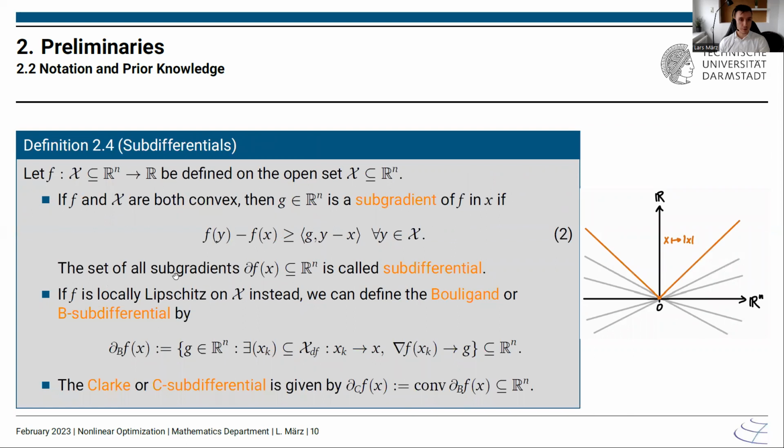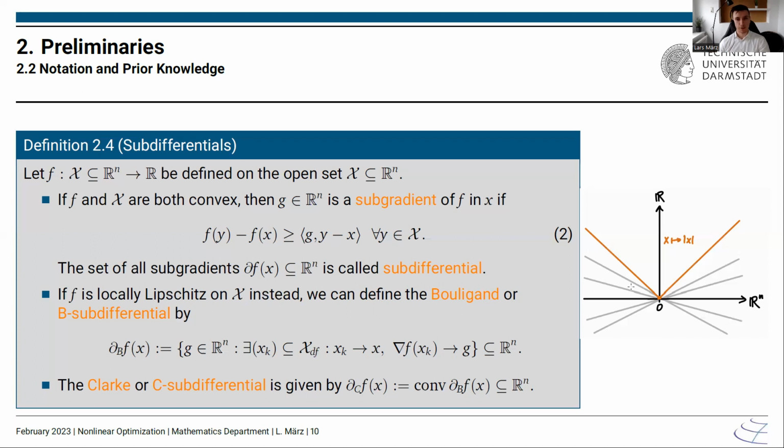Also very central for this presentation is the notion of subdifferentials. So for a convex function, we say that a vector g is a subgradient if the subgradient inequality holds, and the set of all subgradients is called the subdifferential and denoted by ∂f(x). For a visualization, you can look to the right and see the absolute value of x, where you have these hyperplanes as underestimators of the function, and that's exactly what the subgradient inequality demands from g.